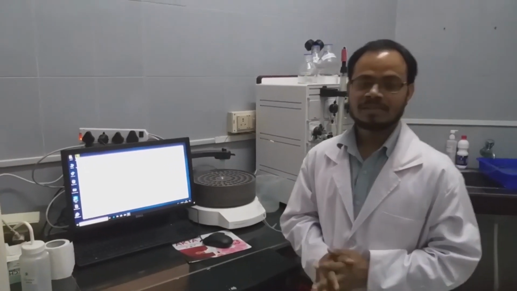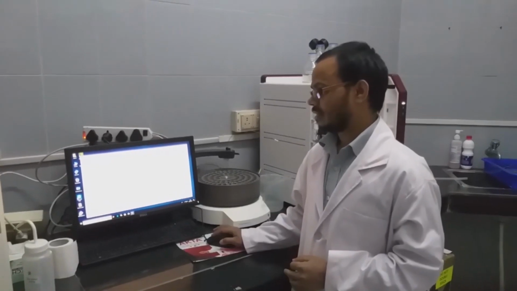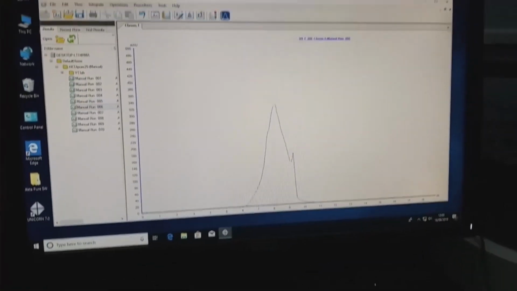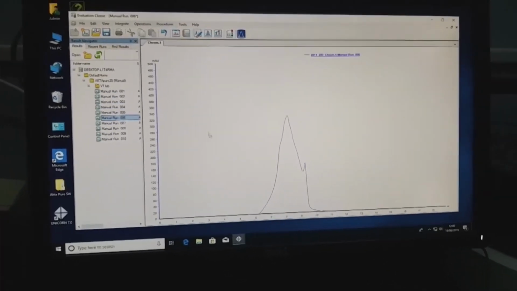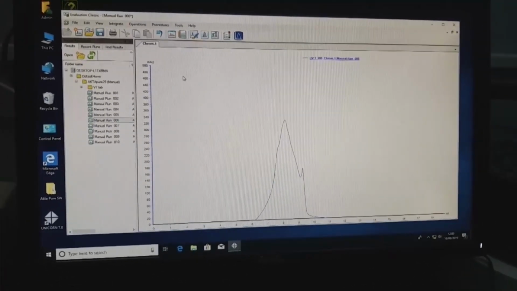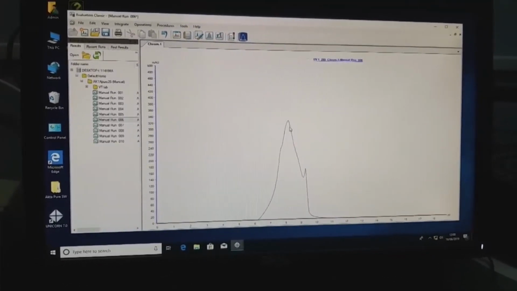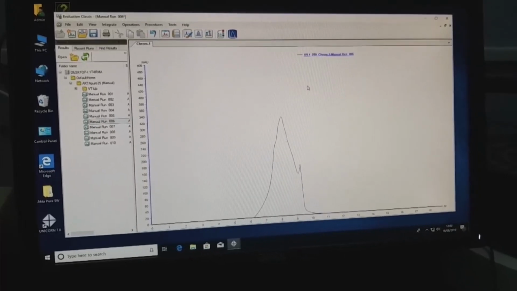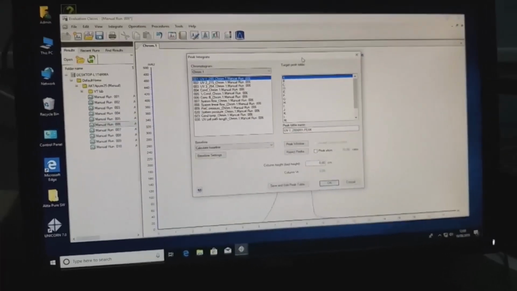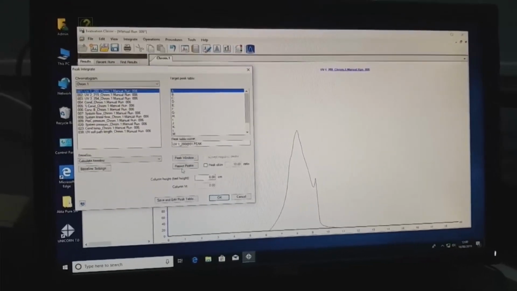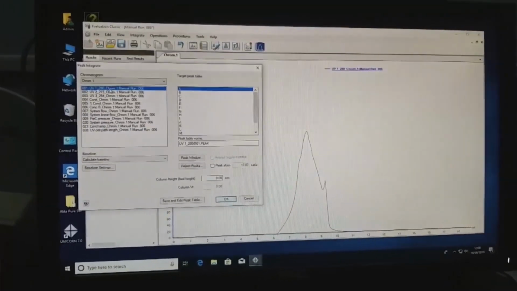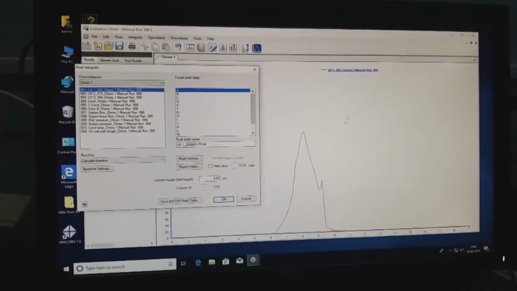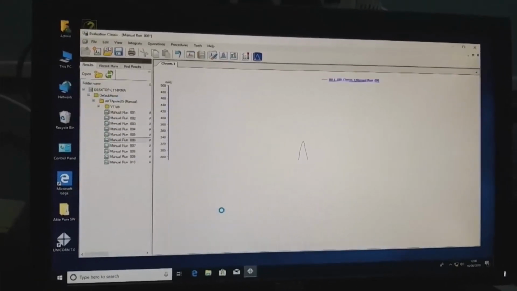Once the gel filtration run is over, we have to analyze the results. This is the software we will use for the evaluation. We have to open the chromatogram which you want to analyze. We already opened this chromatogram we ran recently. So we have to analyze peaks. The peak integrate option is there. Just say which one you want to analyze, UV 280 nanometer or 215. We have only 280, so let's analyze that.